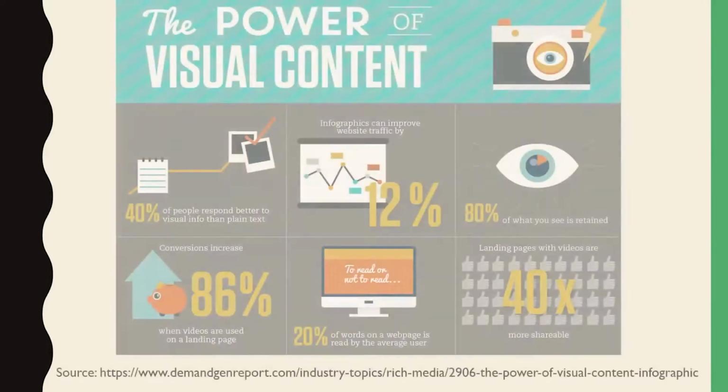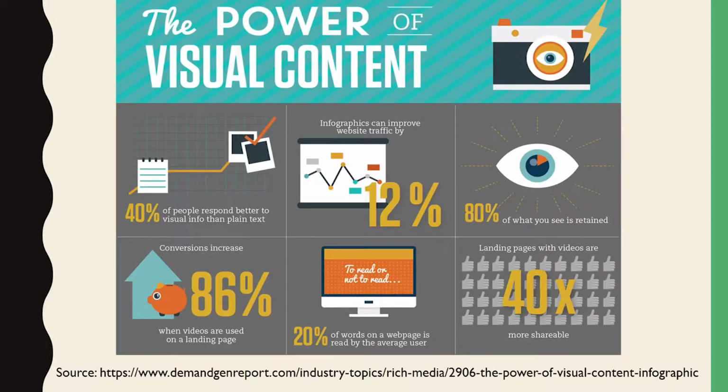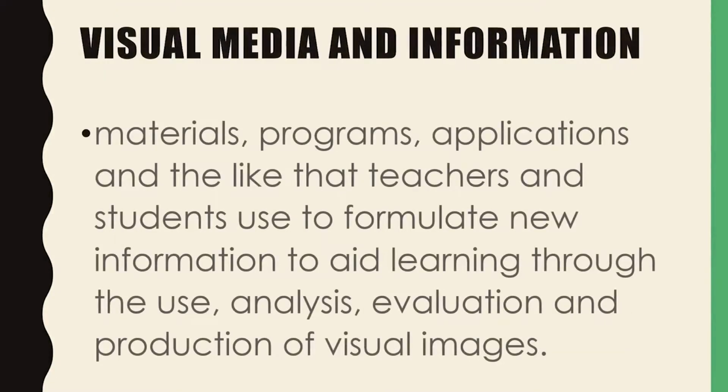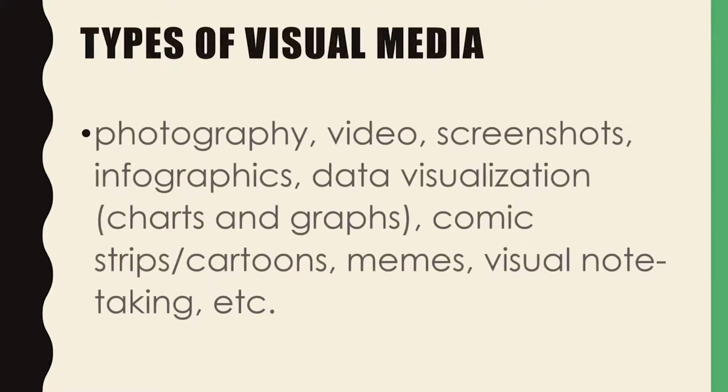So, according to the Gen report, in their power of visual content, 40% of the people respond better to visual information than plain text. That's why we will be discussing visual media and information. It is the materials, the programs, the applications, and the like that the teachers and students use to formulate new information to aid learning through the use, analysis, evaluation, and production of visual images. Types of visual media include photography, video, screenshots, infographics, and such.